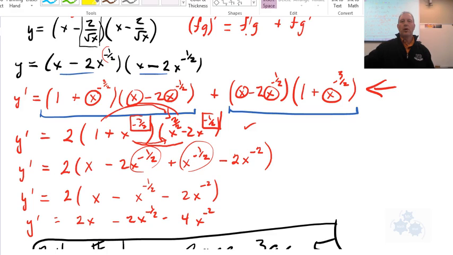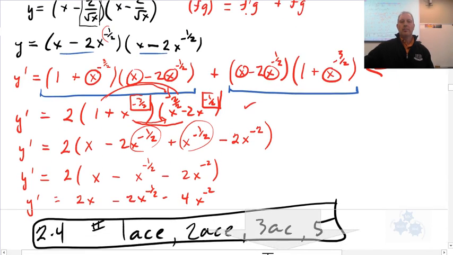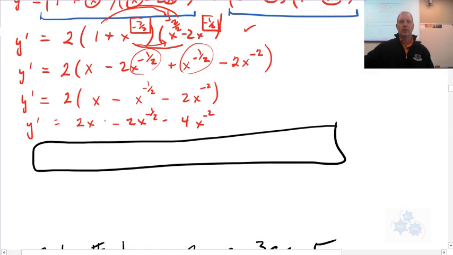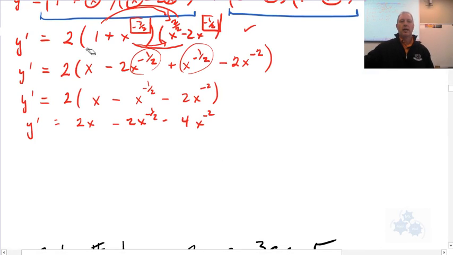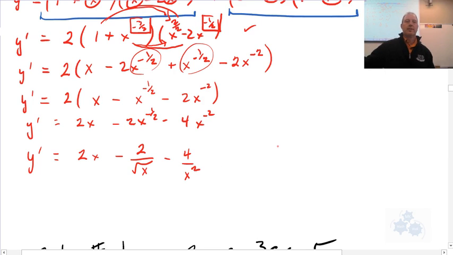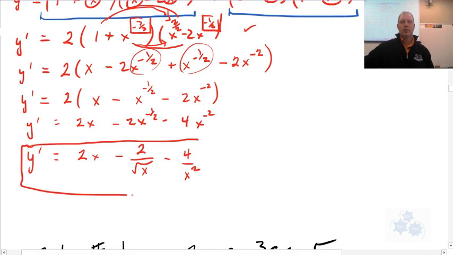And finally, what you want to do to simplify is write exponents as positive exponents, not negative exponents. So at the very end here, write this as 2x minus 2 over root x minus 4 over x squared. And that should be your derivative for that question.